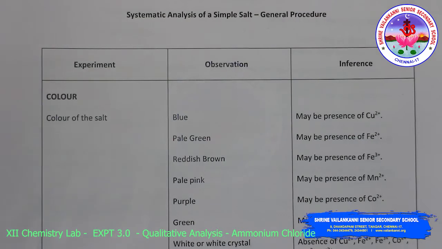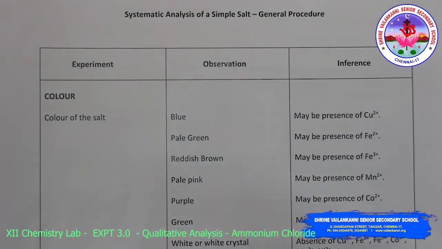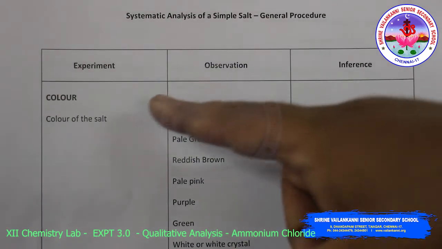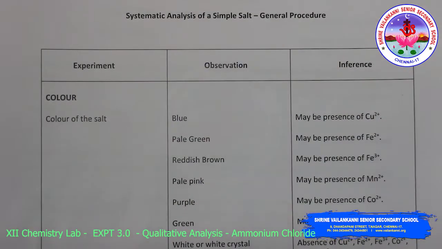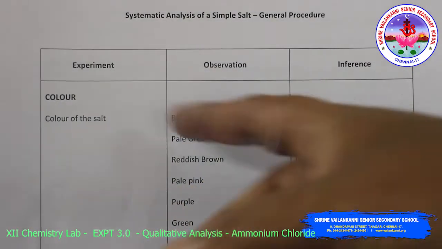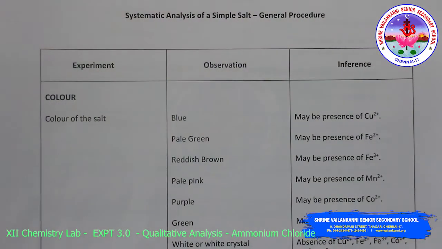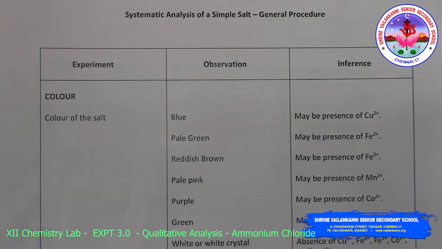Now look at the general procedure, that is the systematic analysis of a simple salt: experiment part, observation part, and inference part. You have to prepare three columns: experiment, observation and inference. First, you have to note the color of the substance in the experiment part.